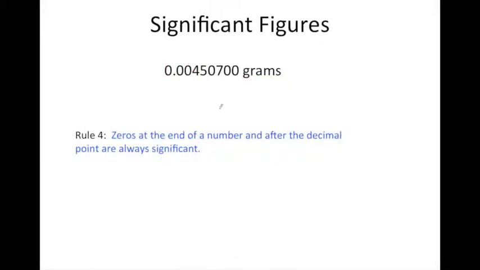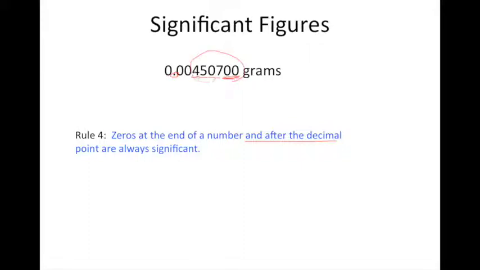Our fourth rule, zeros at the end of a number and after the decimal are significant. So here we see we have a decimal point clearly given, and we have some zeros at the end of the number and after the decimal. These zeros, sometimes called trailing zeros, are considered significant. Okay, so for this number, we have the 4, the 5, the captive 0 here, the 7, and the zeros at the end are all significant.